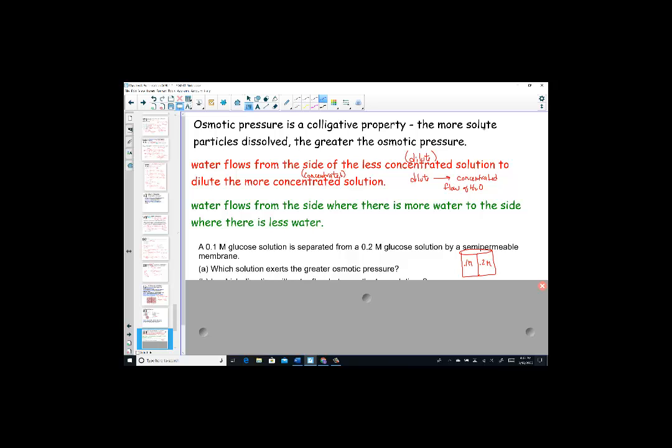Osmotic pressure is a colligative property. The more and more particles you have in solution, the greater the osmotic pressure. The solution that exerts the greater pressure is the one with more particles. It would be the 0.2 molar side because it's more concentrated, with more particles in there to exert pressure.